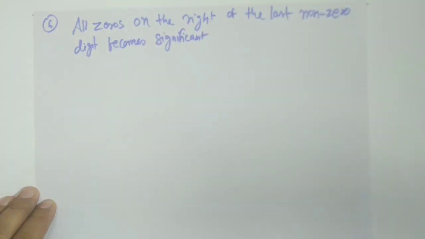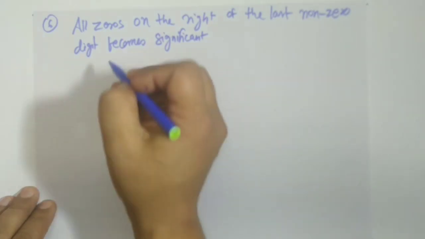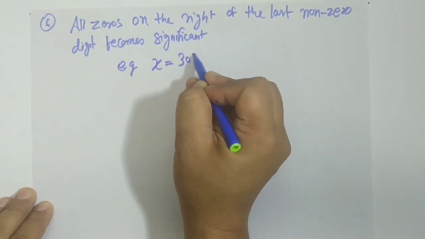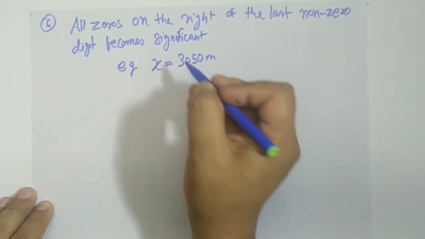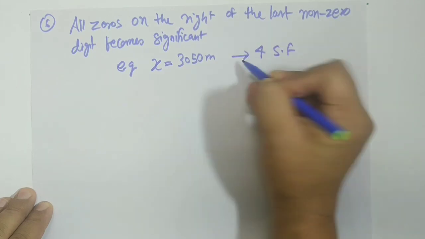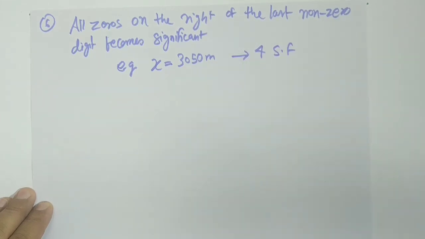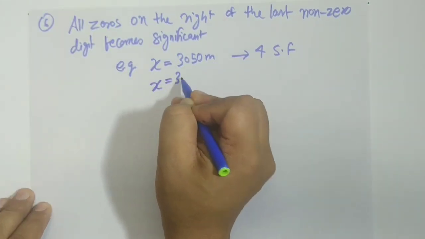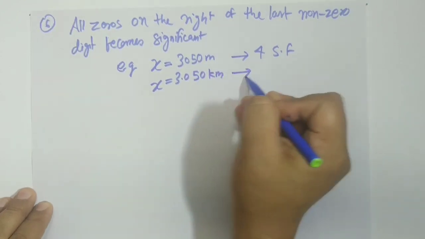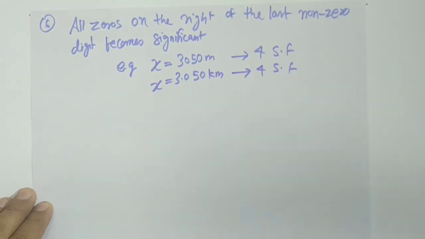On the right of the last node becomes significant. That means if I am writing, suppose an example is x is 3050 meter, a distance between 2 stations. Now certainly it has all 4. It has 4 significant figures. Remember, now I can even write it as 3.050 kilometer. Then also it has 4 significant figures.